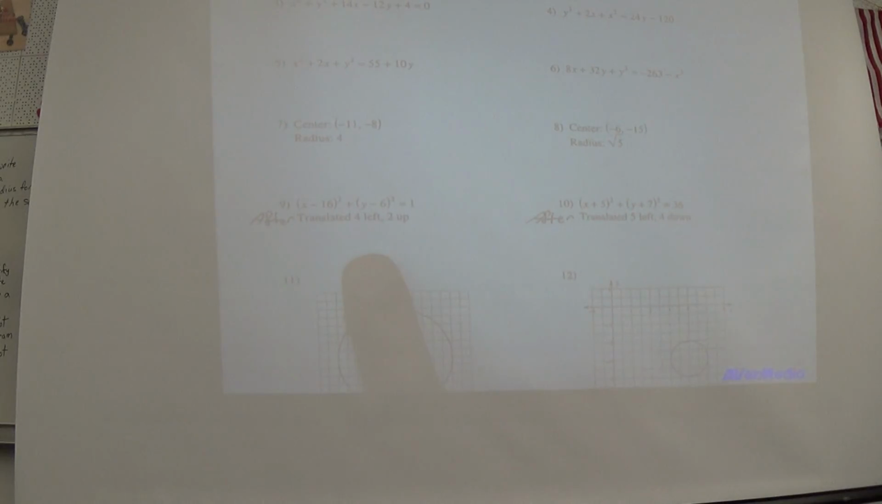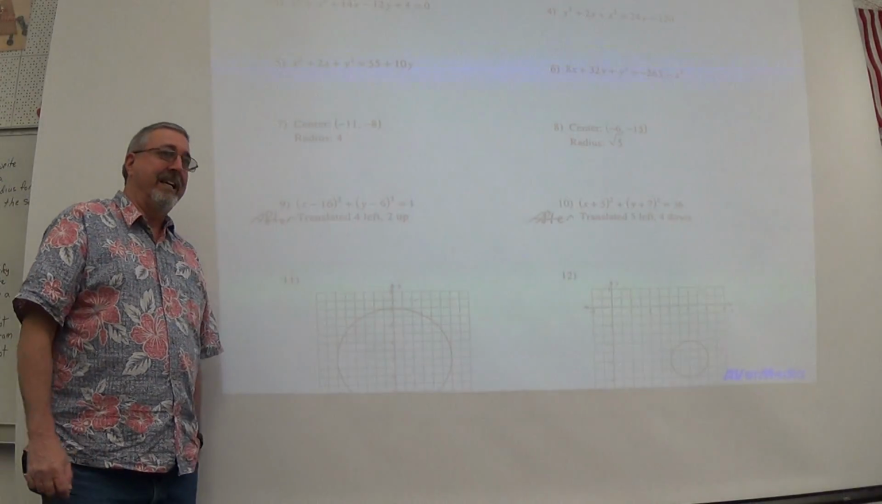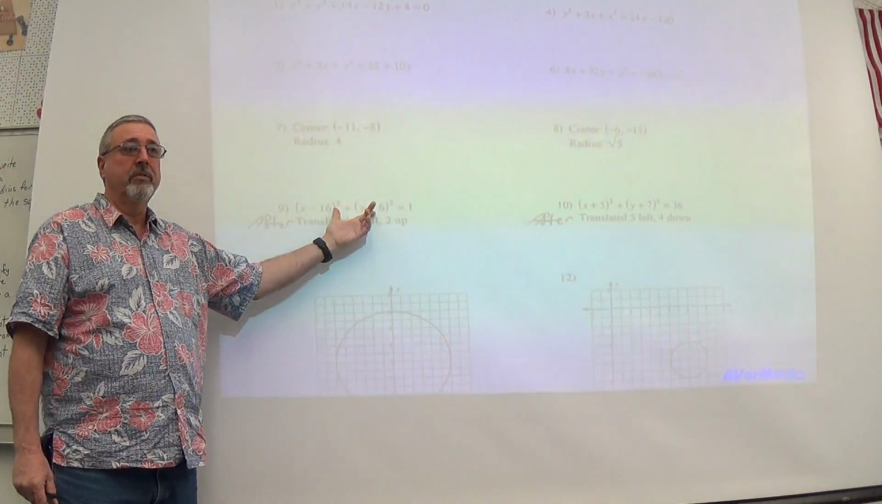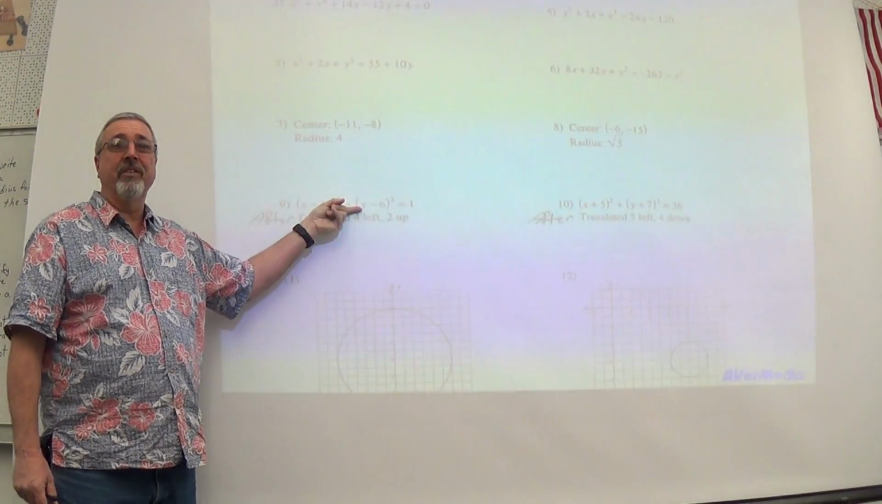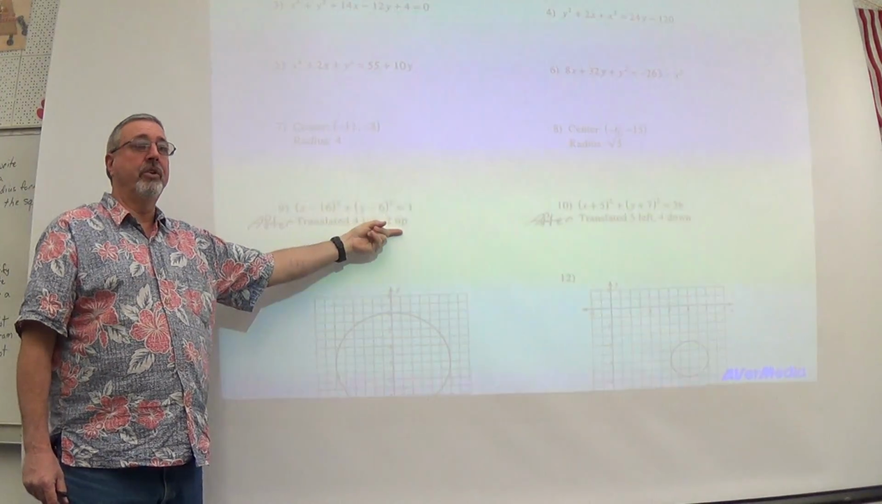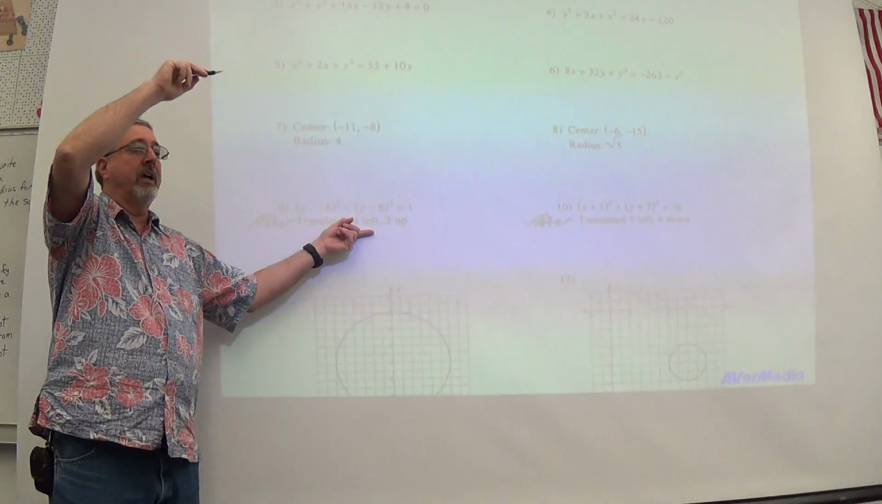So how do I do that? Well, I got to know what the center of the circle is, right? Center of the circle on number 9 is what? Negative 16 or 16, 6. 16, 6. That's this circle. So you're going to take the center of that circle and you're going to translate it 4 units to the left and 2 units up. So on a graph, just think moving it 4 units to the left and 2 units up.